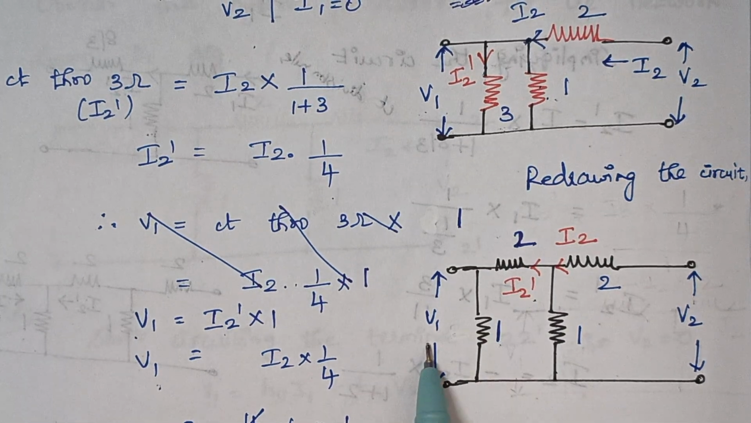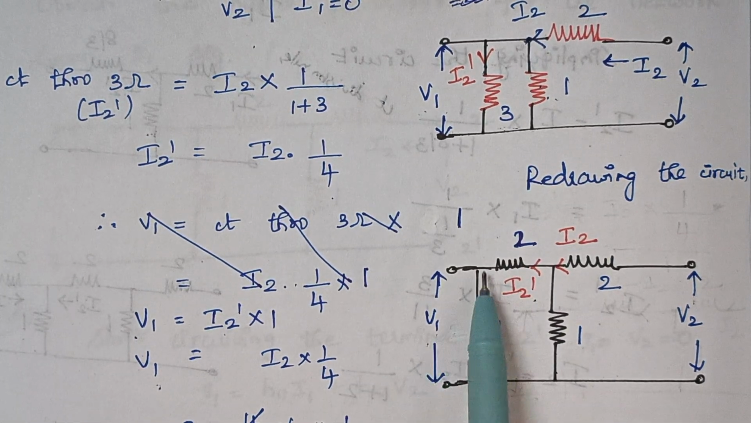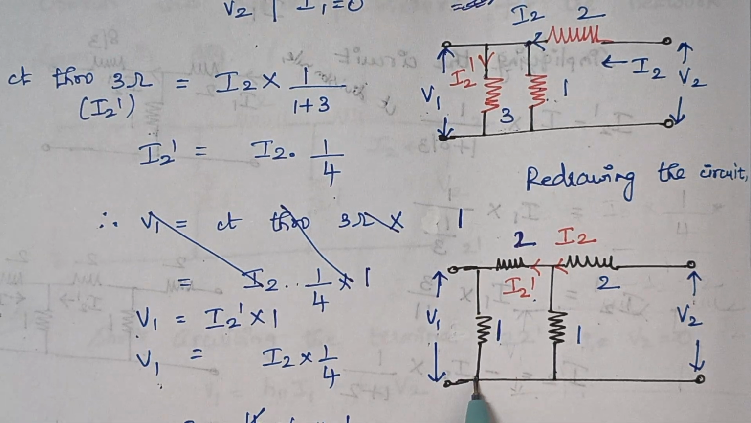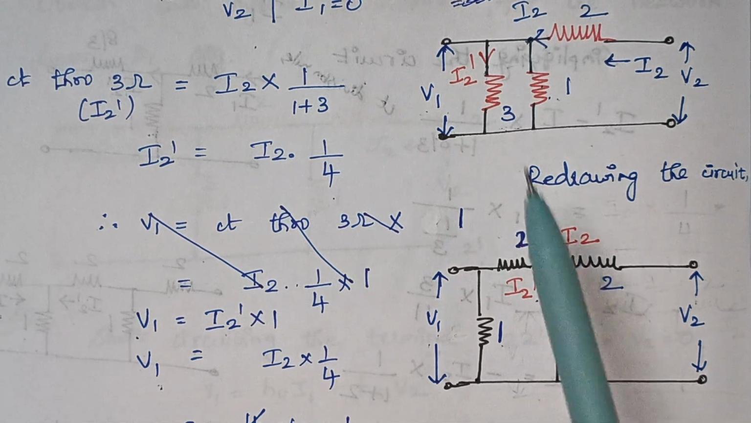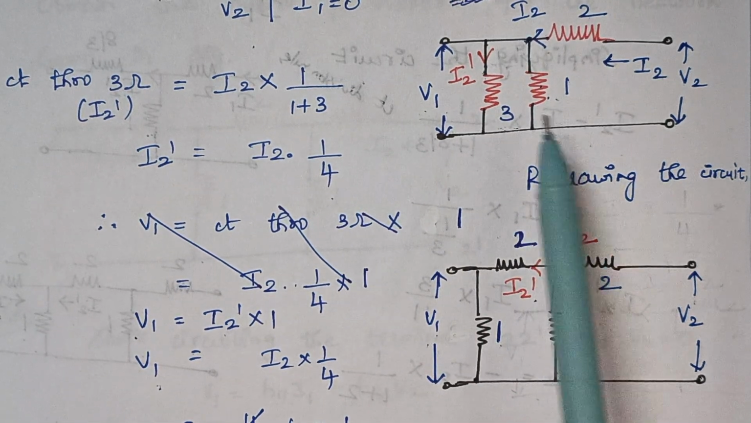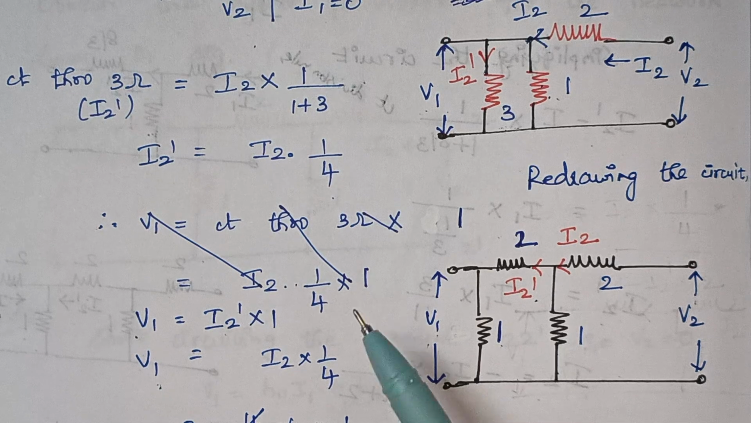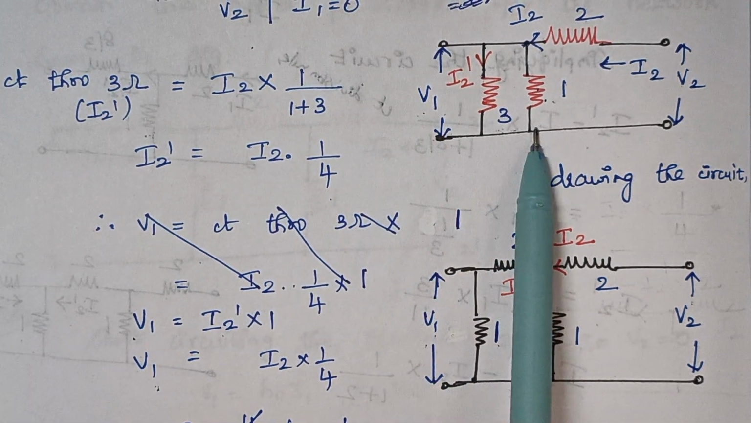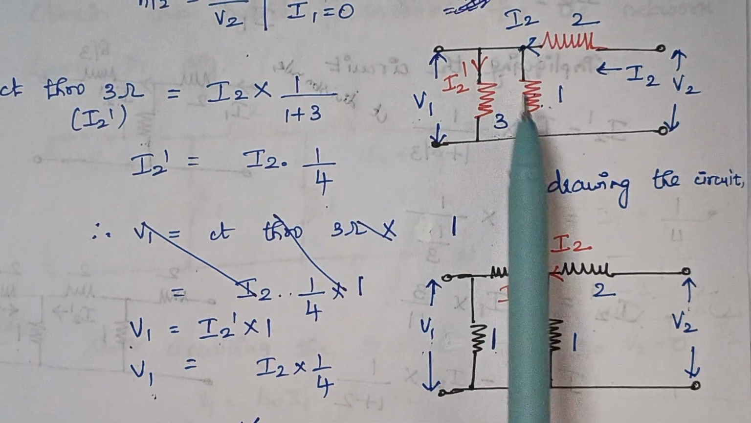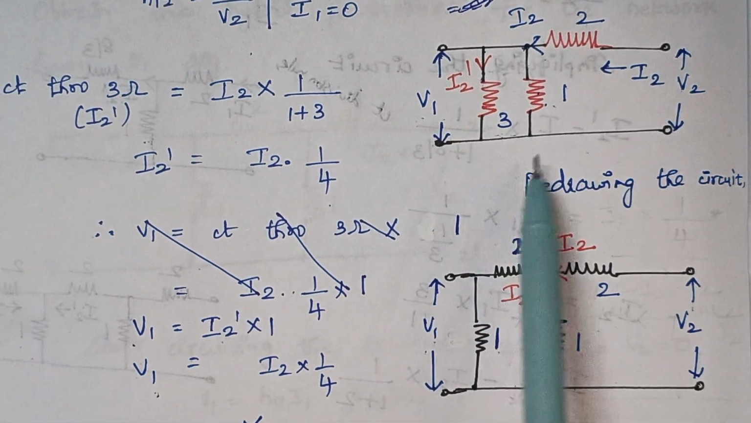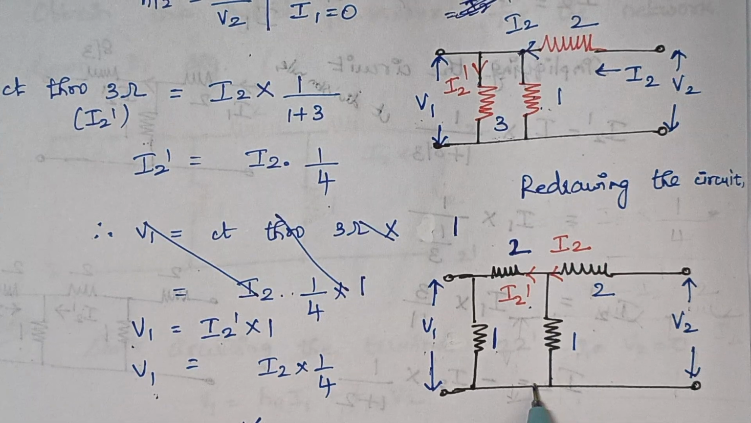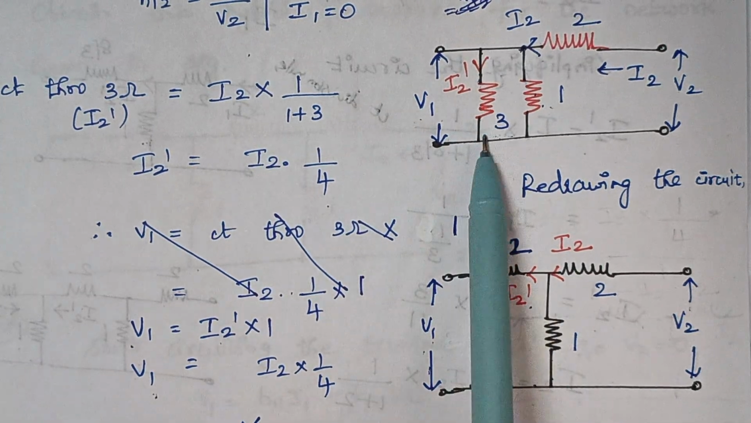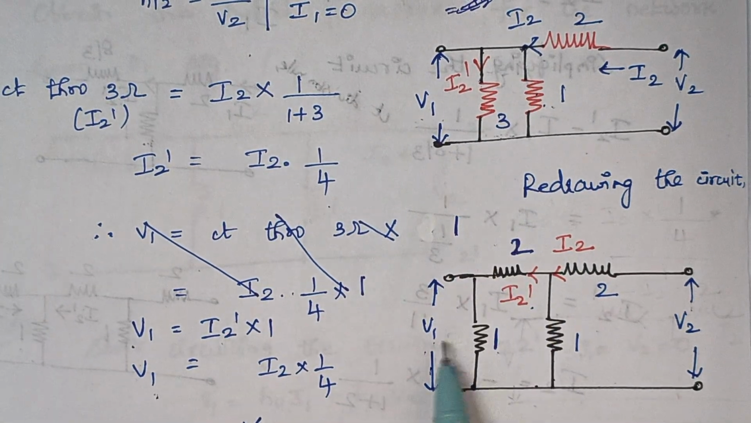So now what is V1? V1 is nothing but the voltage drop across this 1 ohm resistor. We have to always consider the original circuit. Just to find the value of I2 dash, I had simplified. Unknowingly I had told you from this diagram that V1 is equal to I2 dash into 3, but that is not the case. We have to find V1 only from the original circuit. Just to find I2 dash I had drawn this.